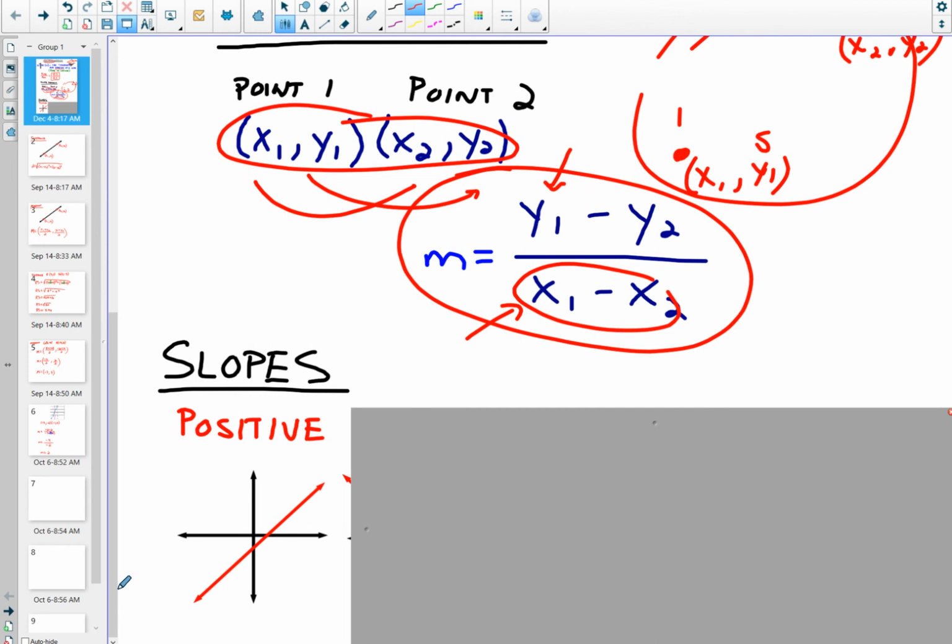Up and down. Very good. Up and to the right, or down and to the left. Good. Can I write that in? Positive slopes go up, right, or down and left. Up, right, down, left.